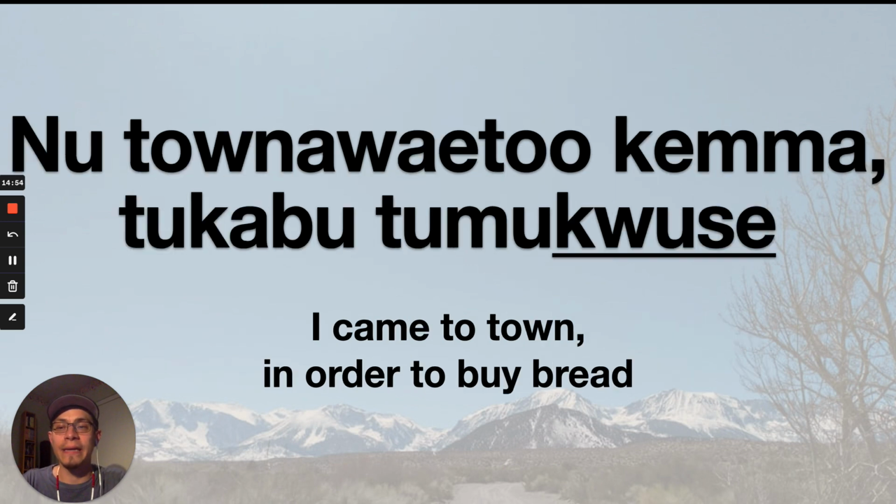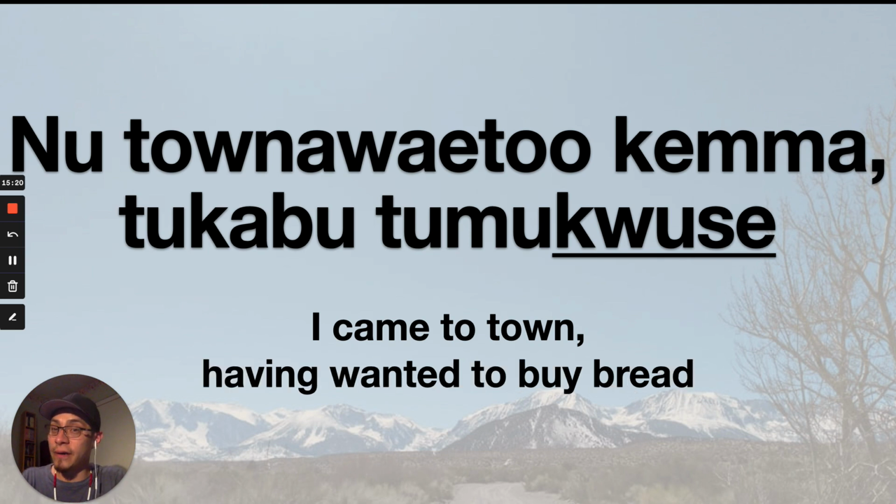Another one. Nu taunaway to kima Tukabatamukusi. I came to town in order to buy bread. So this kusi again indicates kind of an intention. I'm intending to buy bread. That's what comes first, my intention, and then therefore I came to town. You could say it like this: I came to town having wanted to buy bread. So again, my want, my desire, my intention occurs first. Therefore, I came to town. I came to town in order to buy bread.